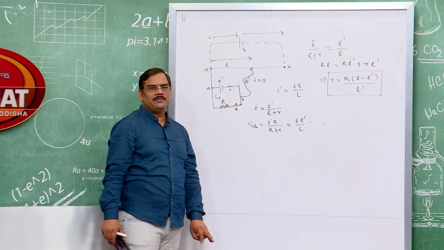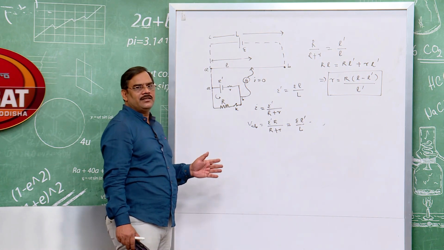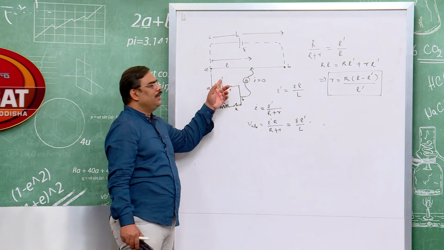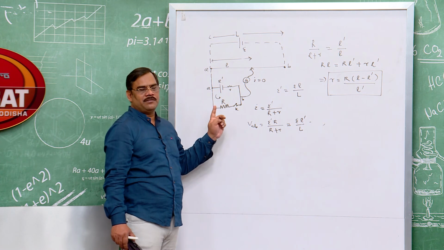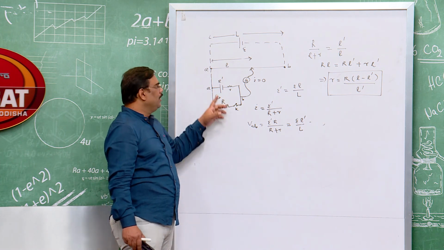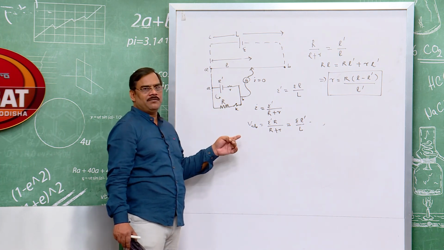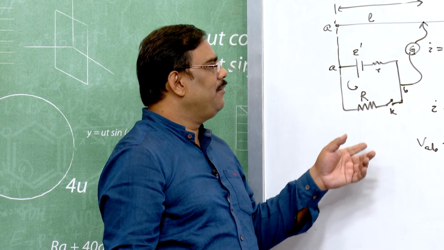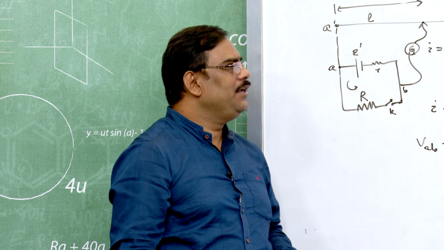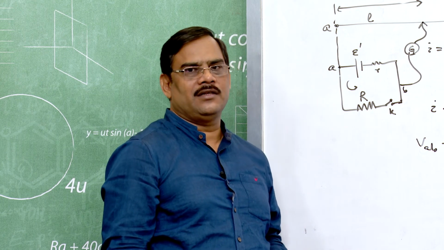So, in this way we have seen the potentiometer has three types of application. It can be used to find the accurate potential between 2 points of a circuit, number 1. Number 2, it can be used to find out the EMF of a battery. It can be used to compare the EMF of several batteries, and also it can be used to find the internal resistance of a battery.